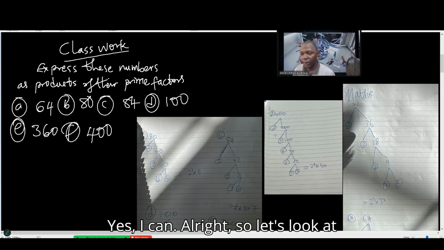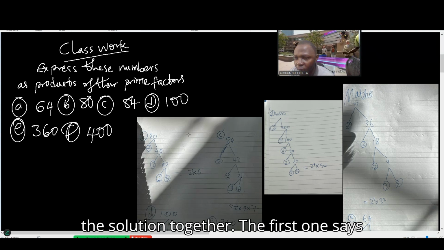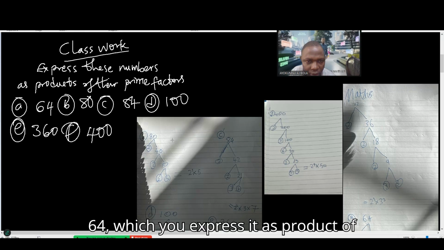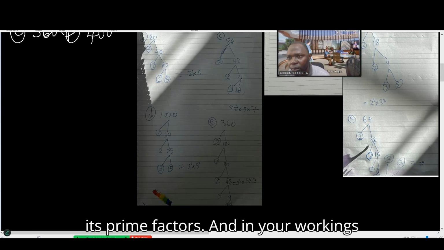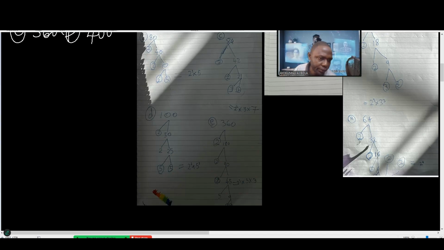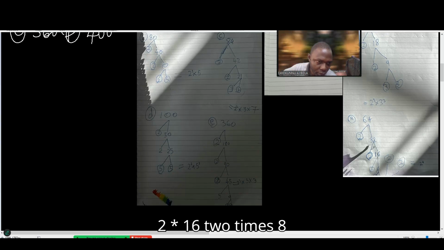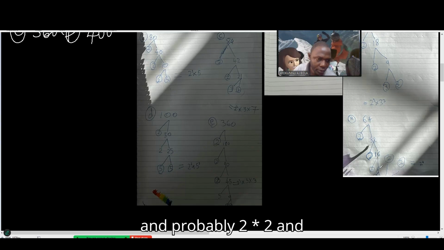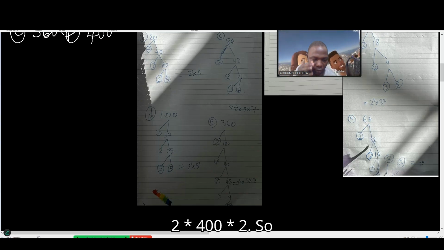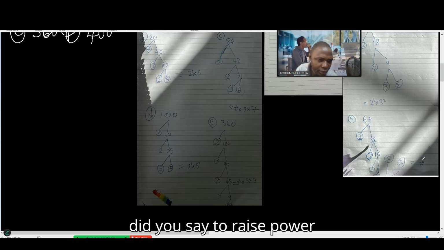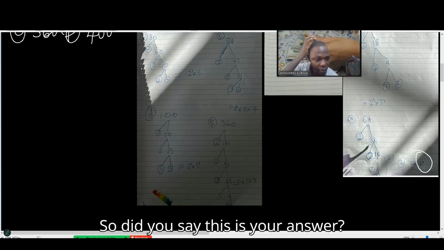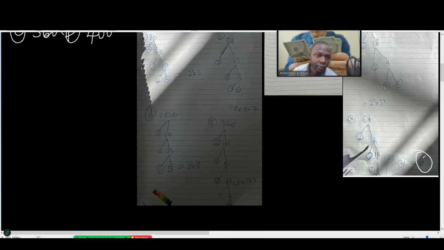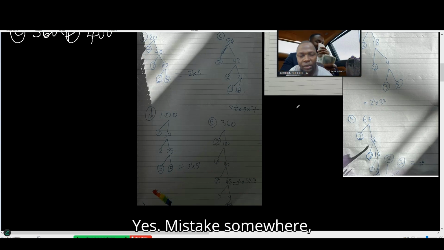Yes, I can. All right, so let's look at the solution together. The first one says 64. We should express it as a product of its prime factors. In your workings, you said 2 times 32, 2 times 16, 2 times 8, and probably 2 times 2 and 2 times 4 and 2 times 2. So did you say 2 raised to the power 4? Did you say this is your answer? Yes. Oh, there was a mistake somewhere.